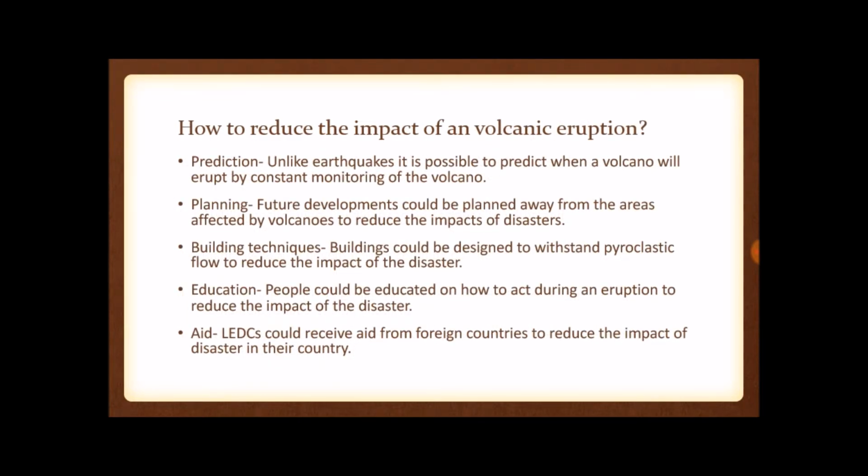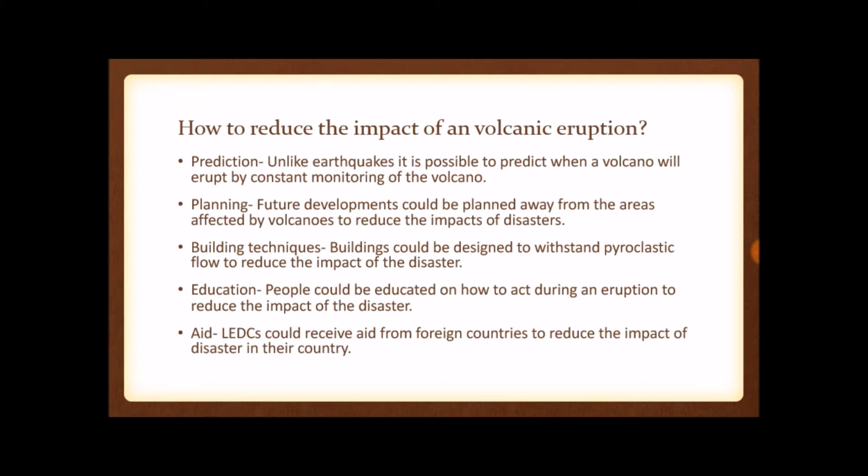So next up is how to reduce the impact of a volcanic eruption. As we said before, it's a similar kind of thing. We have the same 5 ways to reduce the impact. The first way is prediction. It's currently possible to predict volcanoes by things such as measuring the ground surface. If the ground rises, we can issue warnings that a volcanic eruption is likely to occur.